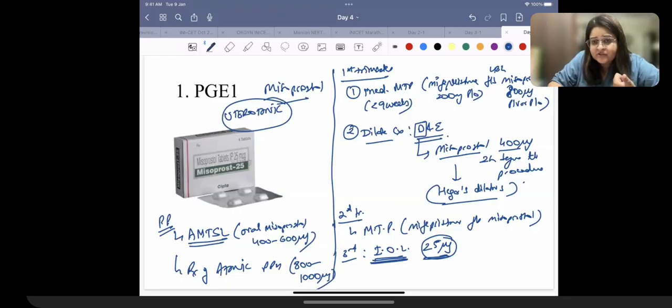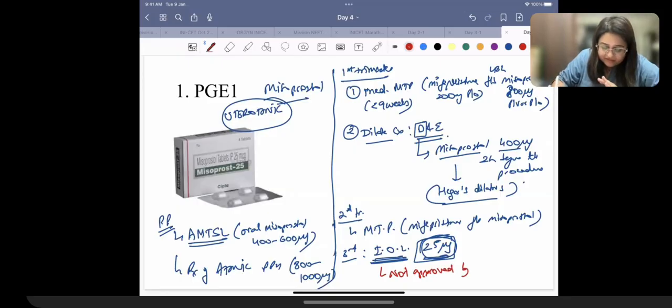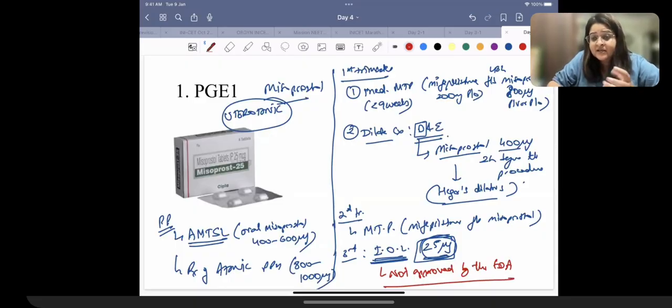Medical MTP in the first trimester, medical MTP in the second trimester, prior to doing a dilatation and evacuation to dilate the cervix. Then induction of labor, where we use much lesser doses. The FDA, however, remember, it is not approved for this use by the FDA. ठीक है, वैसे हम यूज करते हैं, but approved नहीं है because it causes vigorous uterine contractions. It is known to even cause uterine rupture if you give it in high doses.